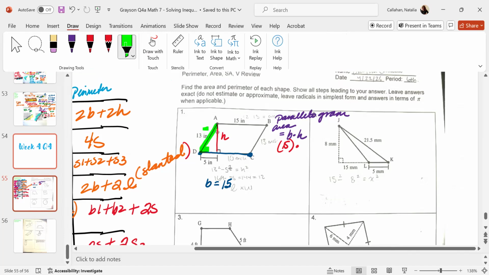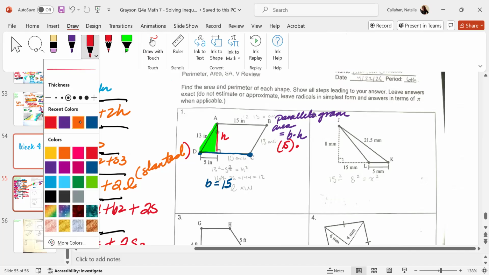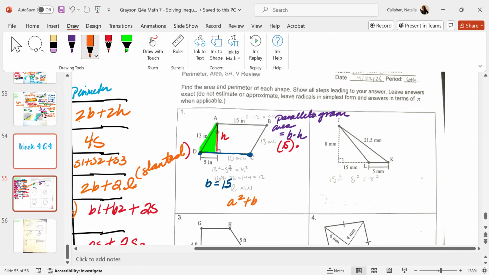So look at this triangle. Do you see this triangle right here? The Pythagorean theorem says a squared plus b squared equals c squared, okay? C squared is the longest side. Now, looking at this triangle right here, this is a right angle. Which one is the longest side?